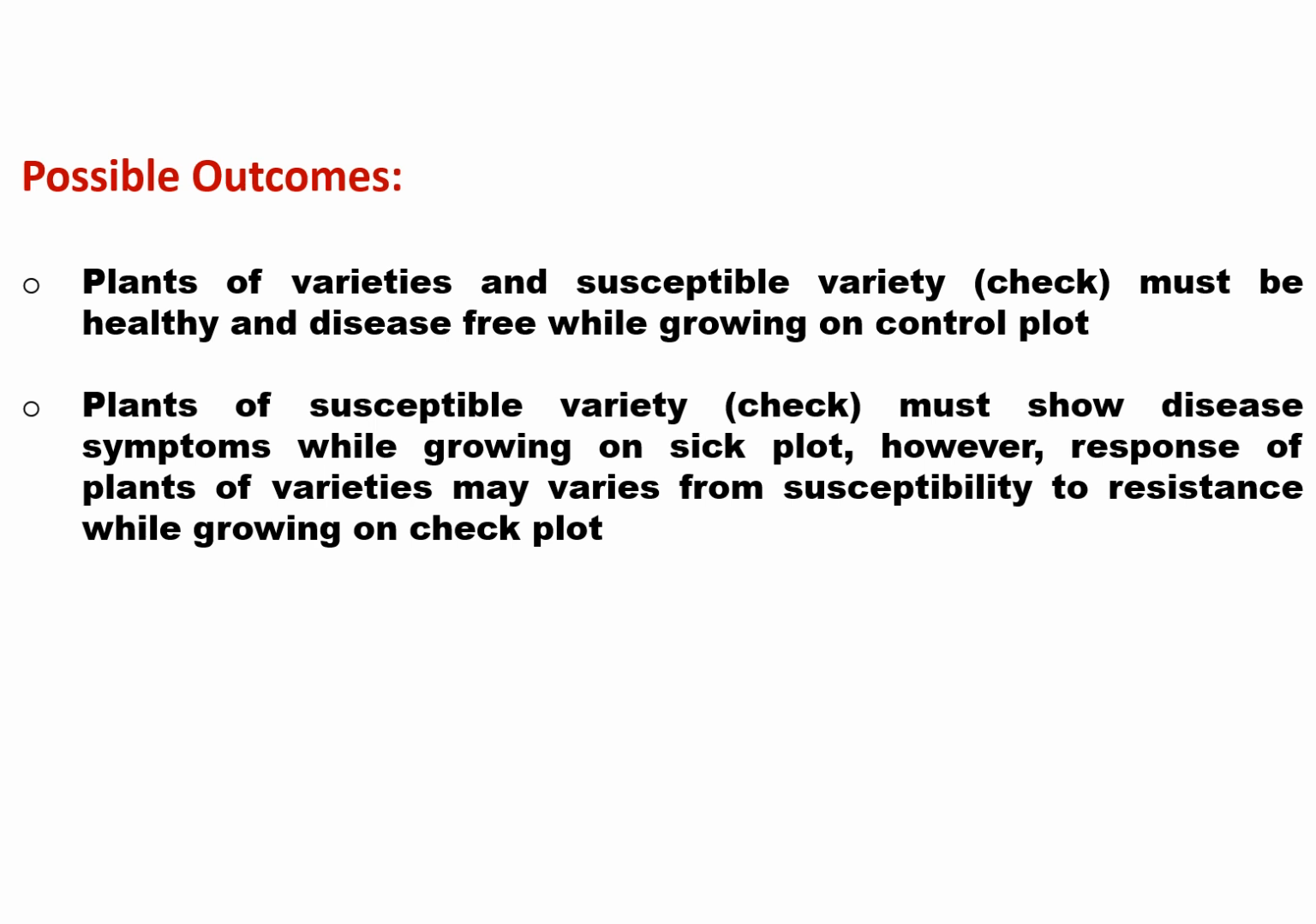The second outcome is that plants of the susceptible variety must show disease symptoms while growing on the sick plot. However, the response of plants of the varieties may vary from susceptibility to resistance while growing on the sick plot. This simple experiment helps us to assess whether our germplasm or varieties are resistant or susceptible against soil-borne pathogens.